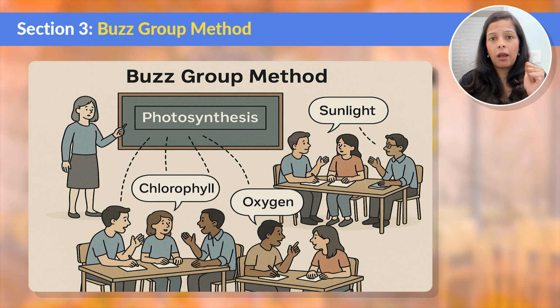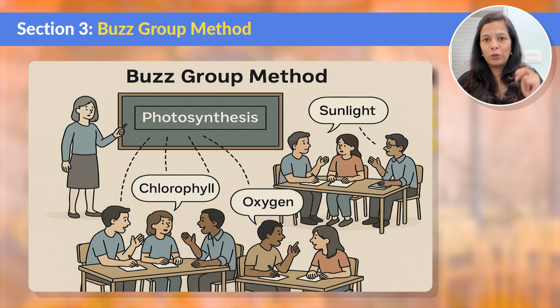Imagine a biology class where the teacher wants students to understand how photosynthesis works. She divides the class into two groups. One group talks about sunlight's role, and the other group discusses the involvement of chlorophyll. And then there is another group that might focus on oxygen production.